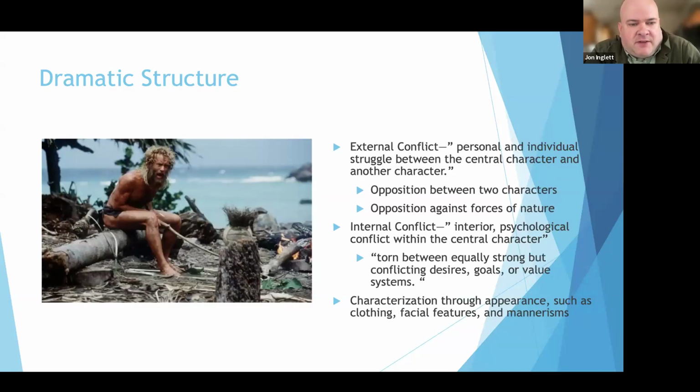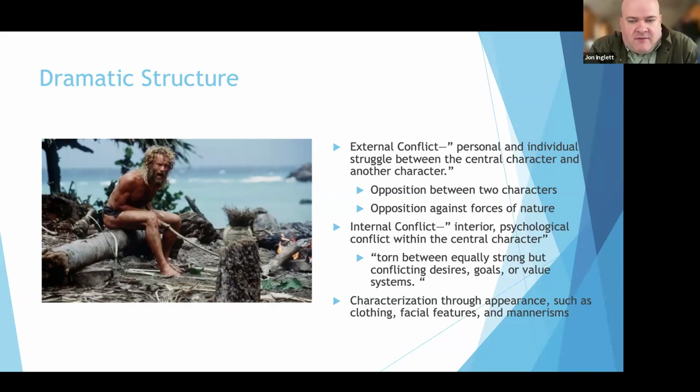This is a picture of Castaway, Tom Hanks in Castaway. A dramatic structure also has conflict. External conflict is a personal and individual struggle between the central character and another character or object. And we have Tom Hanks struggling with the nature itself, nature as the object here on the island. We have in external conflict opposition between two characters or opposition against forces of nature. Tom Hanks is in opposition against forces of nature.